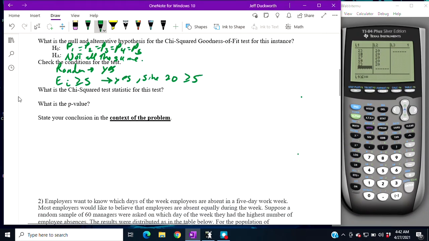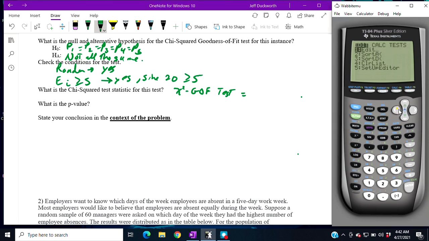So we're going to run this. And once we get a value, we'll put that in there. So stat tests, this one's near the bottom, so I'm going to go up. It's D on my calculator, maybe something a little different on yours, but it's the GOF version. The one above it is for when we're dealing with the test for independence, and that's a matrix. We don't have a matrix here.